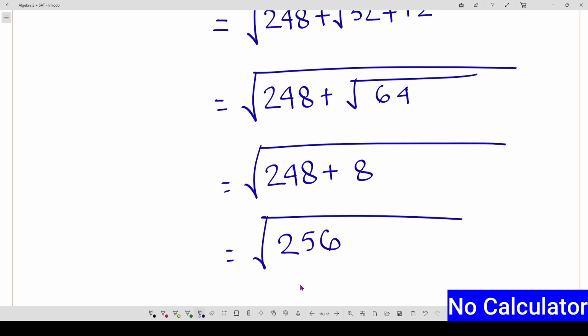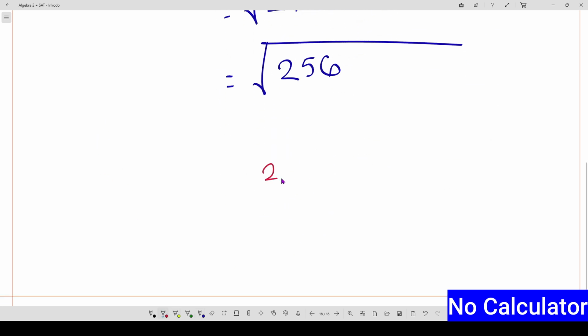256. Now we are trying to find out, is 256 a perfect square or not? Suppose you have no calculator. Two ways you can find out if it is a perfect square or not. First one is the division method.